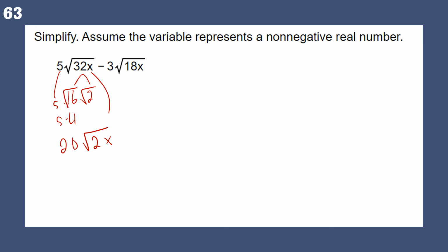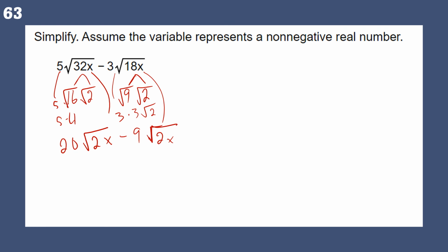Well, that's all fun and games. But let me look at this one. Does this one simplify? Well, yes, it does. Because 18 is 9 times 2, so the square root of 18 is the square root of 9 times the square root of 2. So, in a similar process, we end up leaving the 3 that was already out there, multiplying by 3, and then leaving the square root of 2 that was in there, and we end up with negative 9 square root 2, and then there was also an x there the whole time.